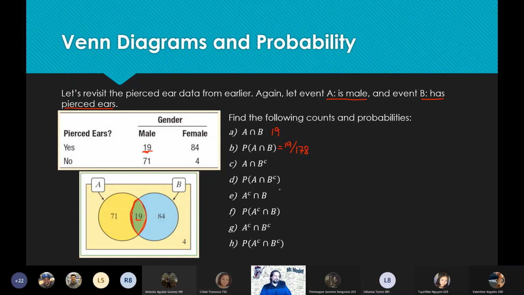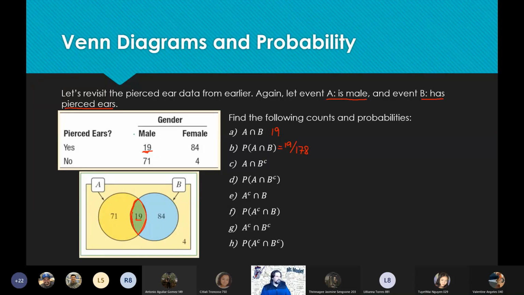So now let's consider A intersect B complement. We have event A, that's this whole thing here. Event A, 19 and 71, all the males. And B complement is everything not in B. So I need to have things that are not pierced ears. In other words, this is saying the person selected is male and their ears are not pierced.